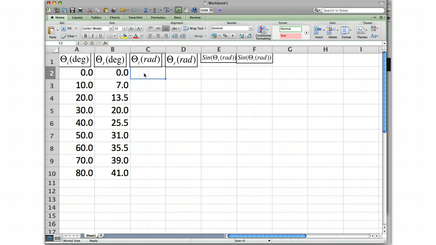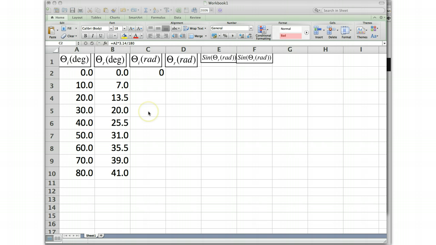So we click on the cell, type equals, and then we're going to take the angle in degrees. So I'm going to click on that cell. I'm going to multiply it by pi, and then I'm going to divide that by 180. And when I do that, lo and behold, I get 0.